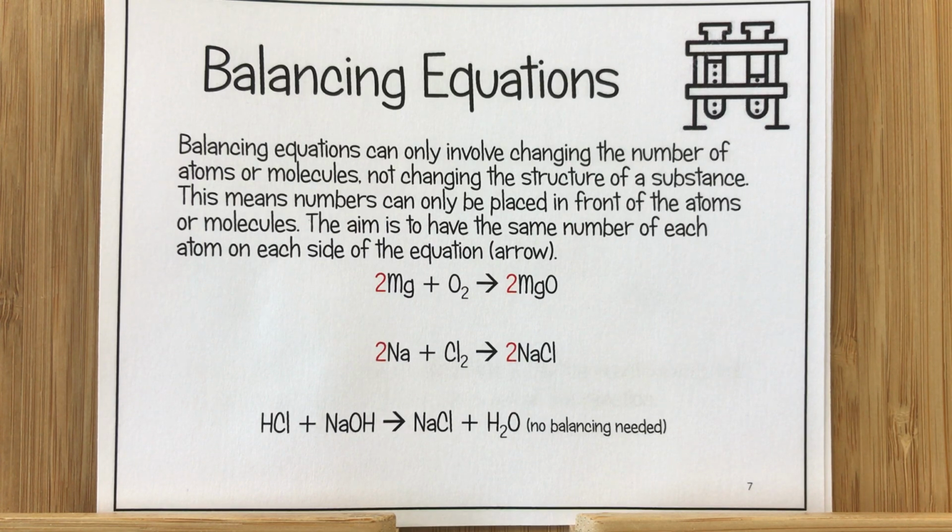Now we've got an example of a neutralization reaction, hydrochloric acid with sodium hydroxide, making sodium chloride and water, and that equation is balanced. So we don't always need to put numbers in front of the molecules because sometimes our equation is already balanced.